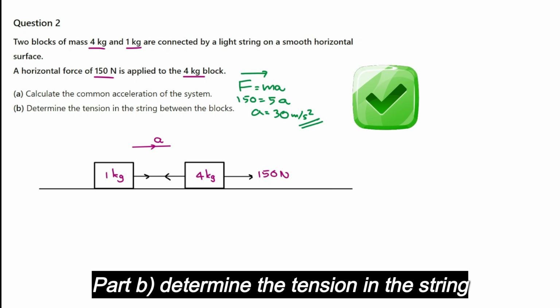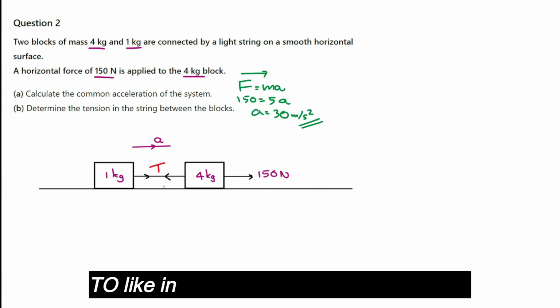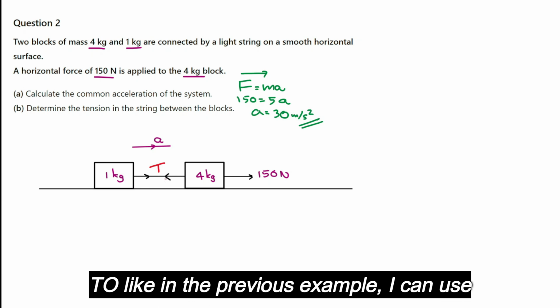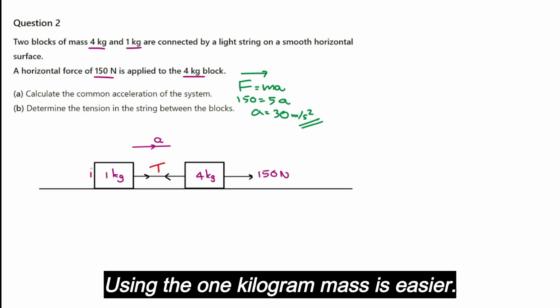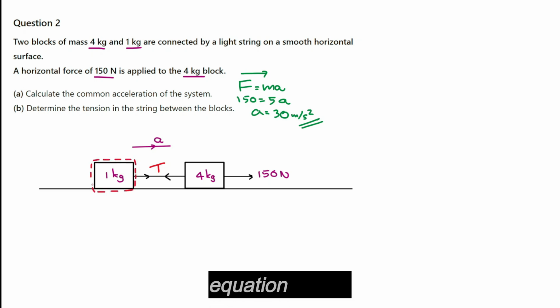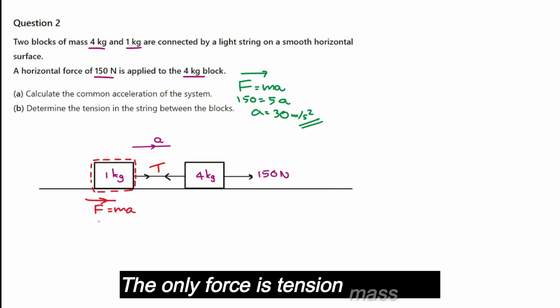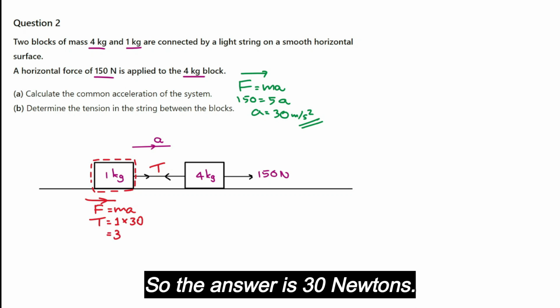Part B. Determine the tension in the string between the blocks. So the tension here, let's call it capital T. Like in the previous example, I can use any one of the masses. Using the 1 kilogram mass is easier. So to the right, I'm going to write the equation F = ma. The only force is tension, mass is 1, acceleration is 30. So the answer is 30 newtons.